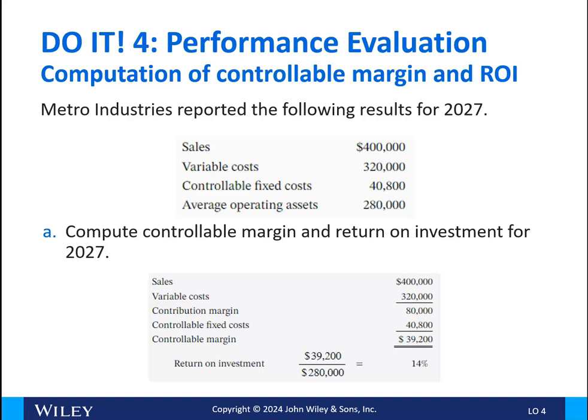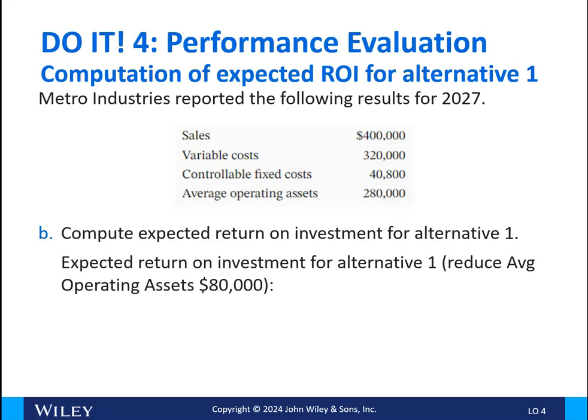If we look at our different options and what that return is, we'll see how that compares to the 14%. We're going to reduce average operating assets $80,000, not change our controllable margin. So our controllable margin is going to stay at 39,200. But our average operating assets go from 280,000 to 200,000. We see that increases ROI to 19.6%. So a 5.6% increase.